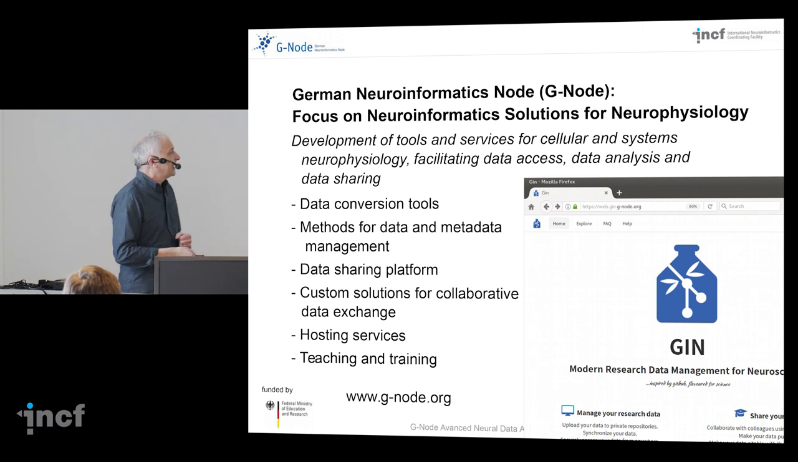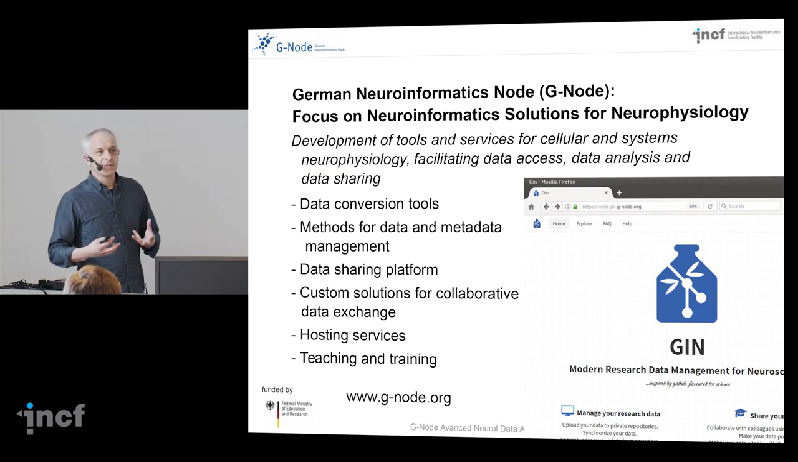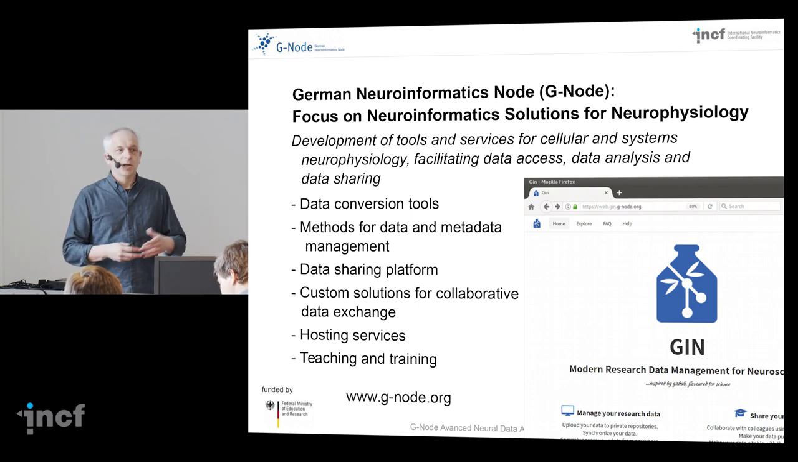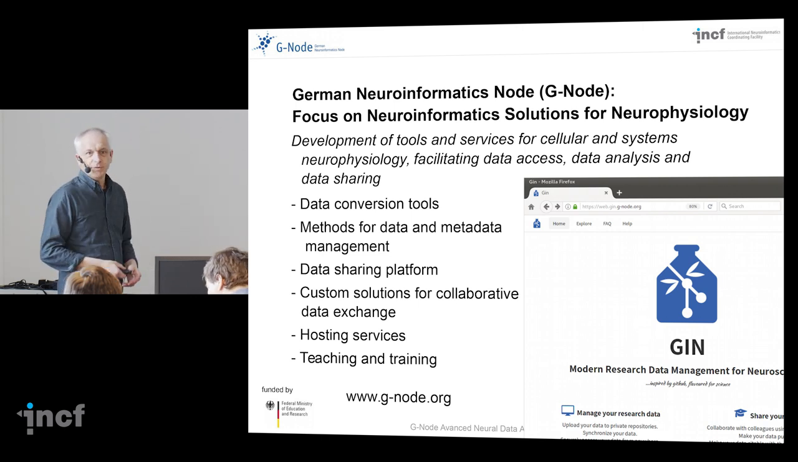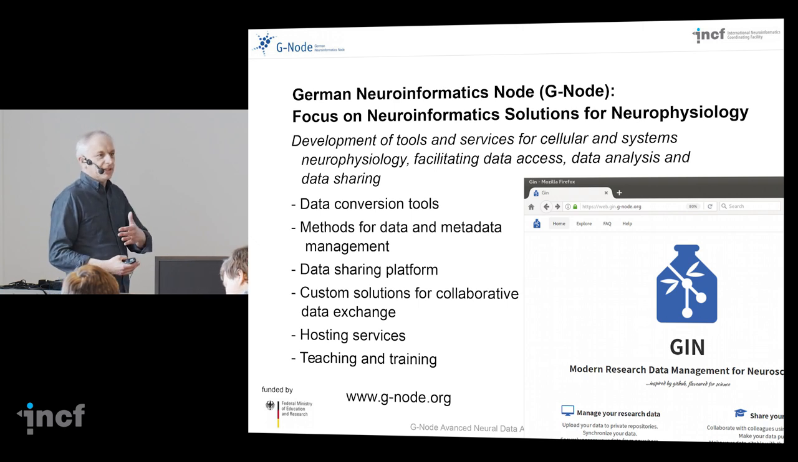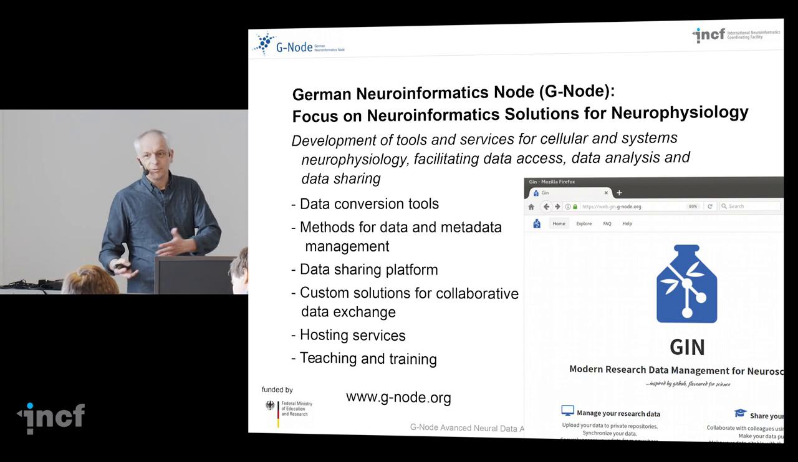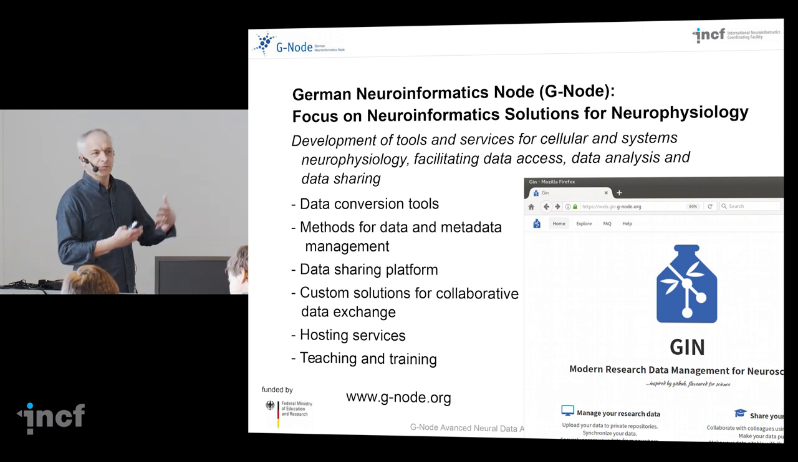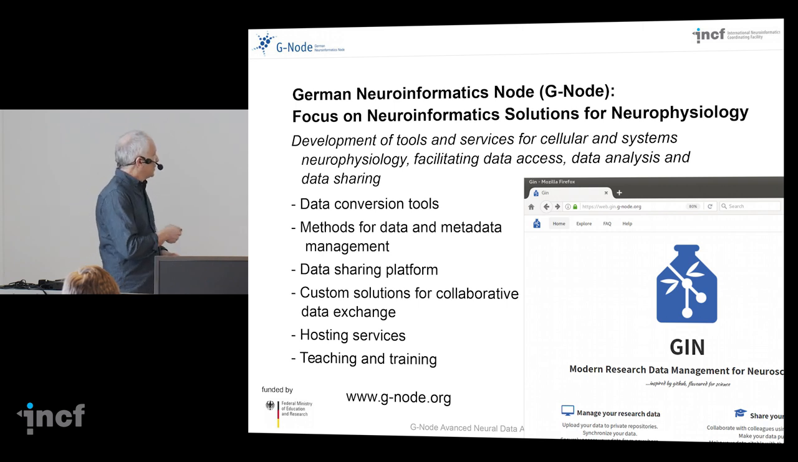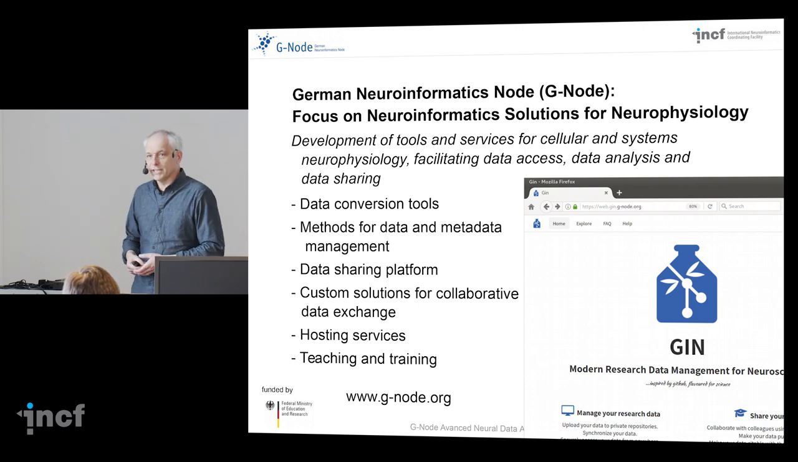We've created methods for data and metadata management to help the scientists in the lab organize their data and metadata. We provide data sharing services, a platform where you've seen the GIN service. This is basically a replica of what we are running in Munich, where everyone can sign up and can share their data. We also provide custom solutions for data exchange, and we're also involved in teaching and training activities.